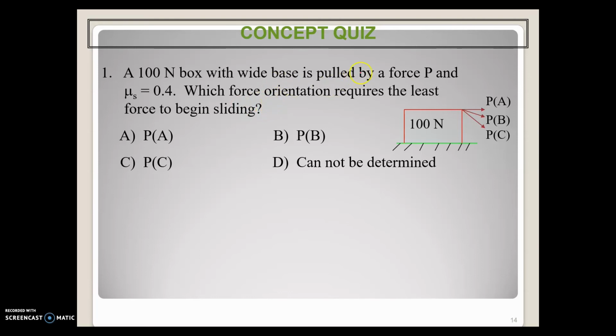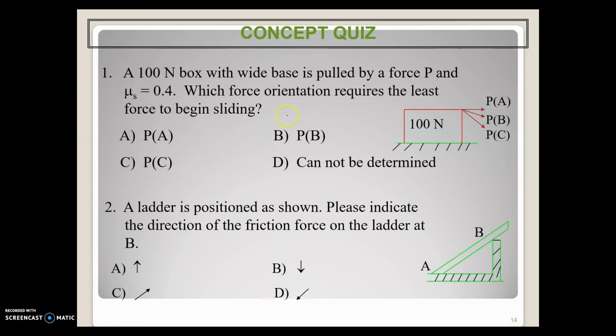Yang mana akan memberi akan paling mudahkanlah force to begin sliding. Adakah PA, PB ataupun PC? Okay, force. Okay, the answer. Apa jawapannya? Which force orientation requires at the least force to begin sliding?